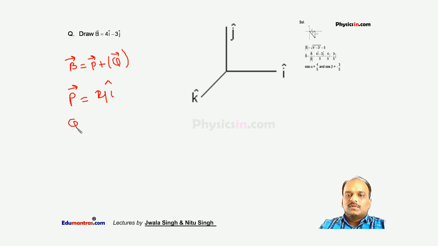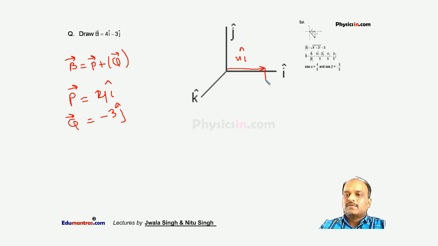Now vector Q can be written as minus 3 j cap. So first I draw a vector P. This vector P is 4 i cap. Its length is 4 units and the direction is along the positive x-axis. This is vector P. And vector Q, its length is 3 units and it is minus j cap.